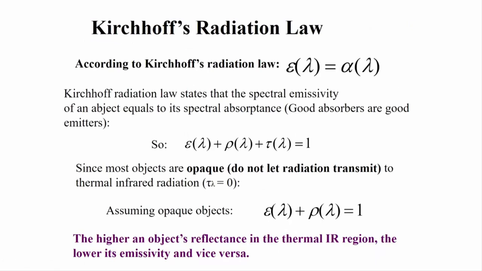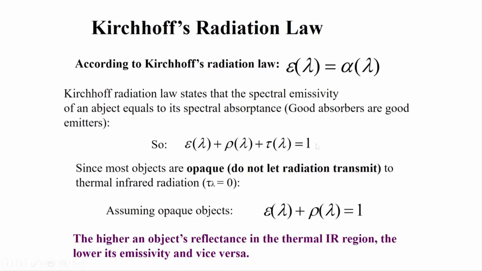Now Kirchhoff's law of radiation says that the emissivity at a particular wavelength will be equal to the absorptance of the surface. So in the same relation, absorptance plus reflectance plus transmittance equals 1, absorptance is replaced by the emissivity. So emissivity plus reflectance plus transmittance is equal to 1.